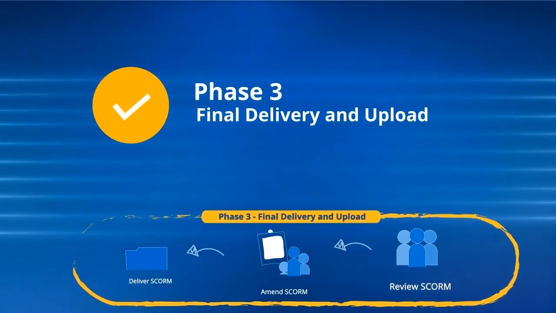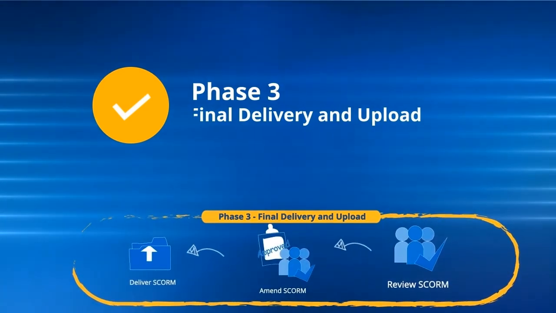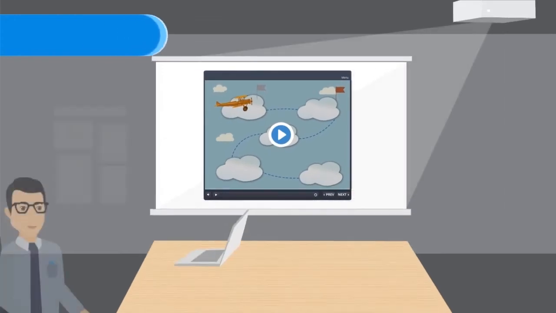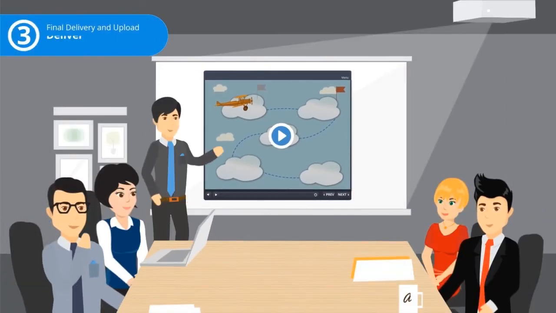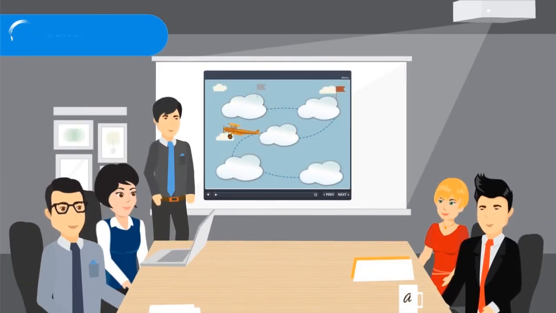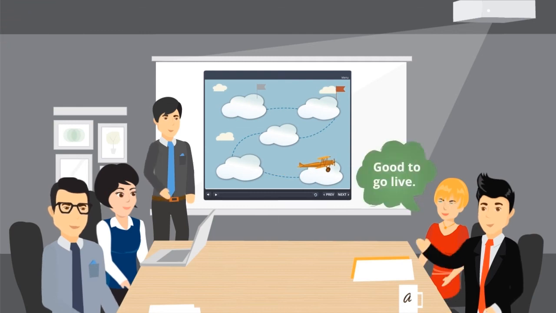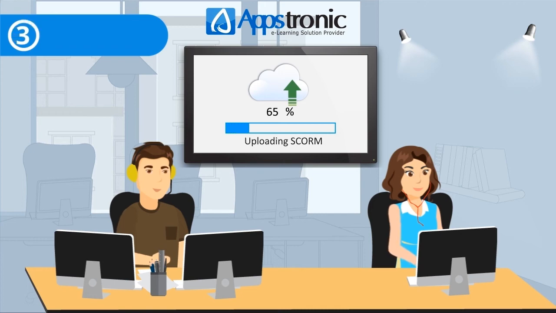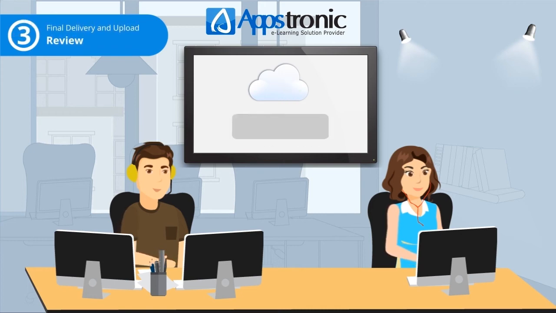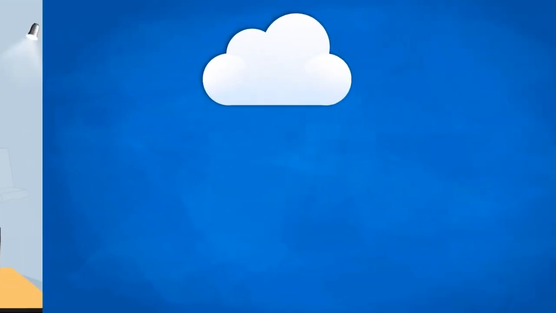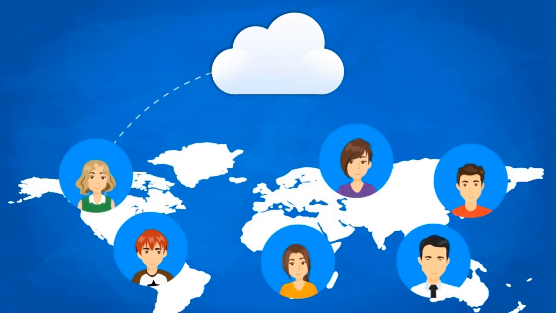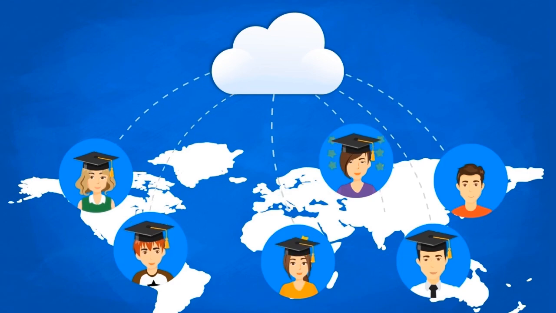Lastly, the final delivery and upload. In the final phase, the customer will be required to review the SCORM and confirm they are ready to go live. Finally, the SCORM will be delivered to the customer to be uploaded to LMS. And learners can now be enrolled and start the learning.